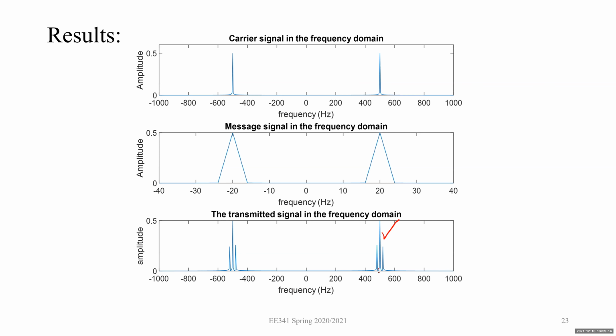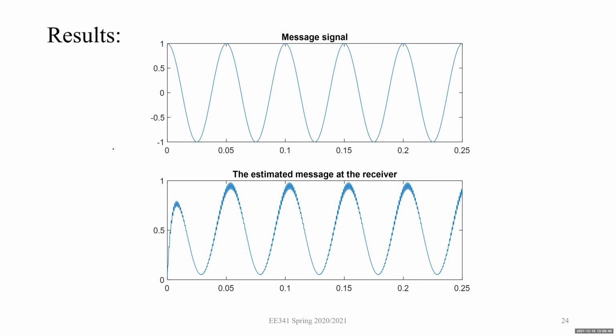So the carrier is exactly at 500 Hertz, because the frequency of the carrier was 500. Frequency of the message signal is 20 Hertz. You need to know how you can tell what the frequency of the signal is by only looking at the diagrams. Okay, you should know it. Then this is my original message signal, this is my estimated signal.